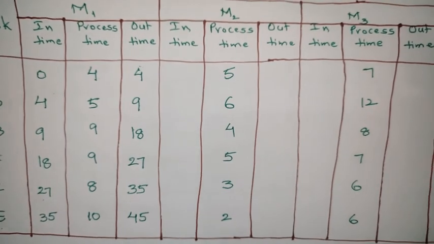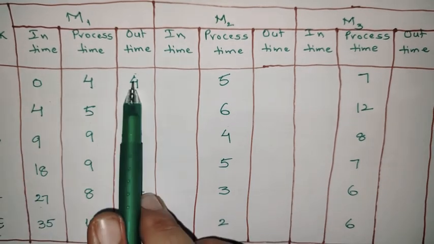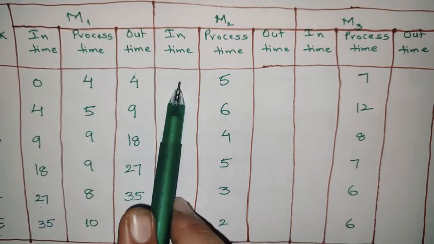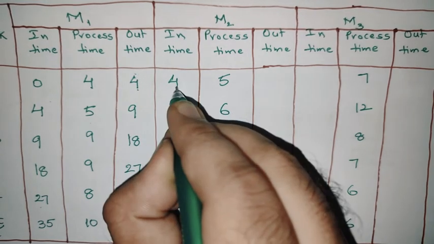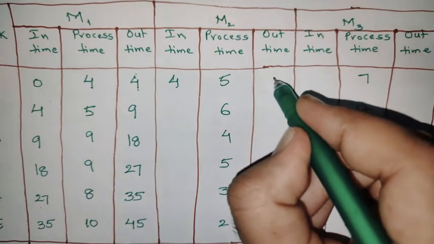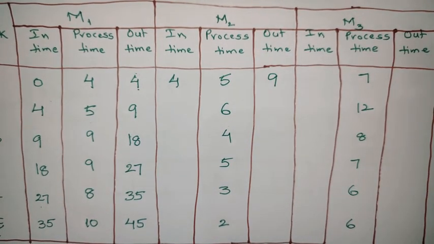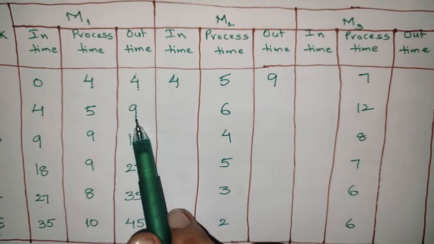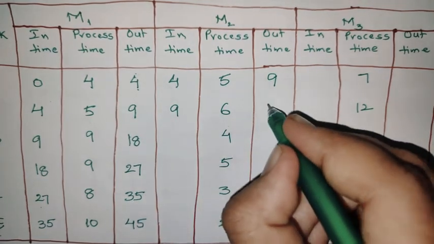Next, let us take machine M2. The in time is here. Out time of task A on machine M1 will be the in time on machine M2, that is 4. Next, out time will be 4 plus 5, 9. And already I have given you a simplified way: the maximum of these two values we need to write here. So maximum of 9, 9 is 9. Out time is 9 plus 6, 15.